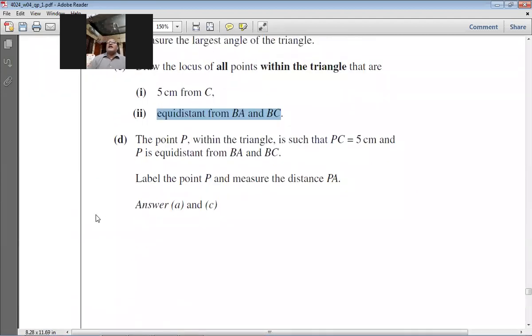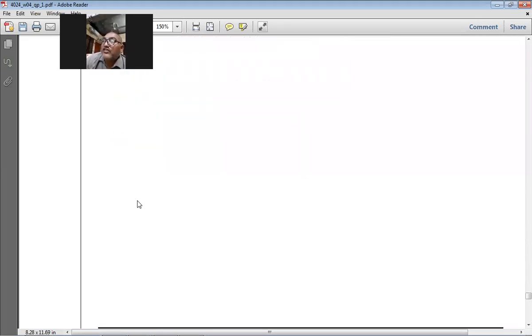Then he says the point P within the triangle is such that you have to remain inside the triangle such that PC is 5 centimeters. So from C it is 5 centimeters. So you are on the circle, and P is equidistant from B and the BC. So we have to go on that angle bisector, label the point P, and measure the distance PA. So this is the D part.